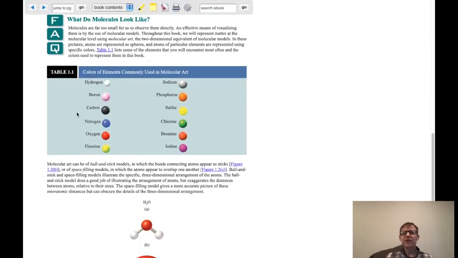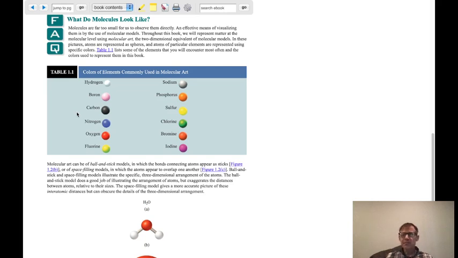What do molecules look like? Well, it's an interesting question. What do molecules look like? They're very, very small, so we do have technologies that can give us an idea of what they would look like if we could see them. We can determine what their geometric shapes are. We can determine their extensions in space, how large they are.